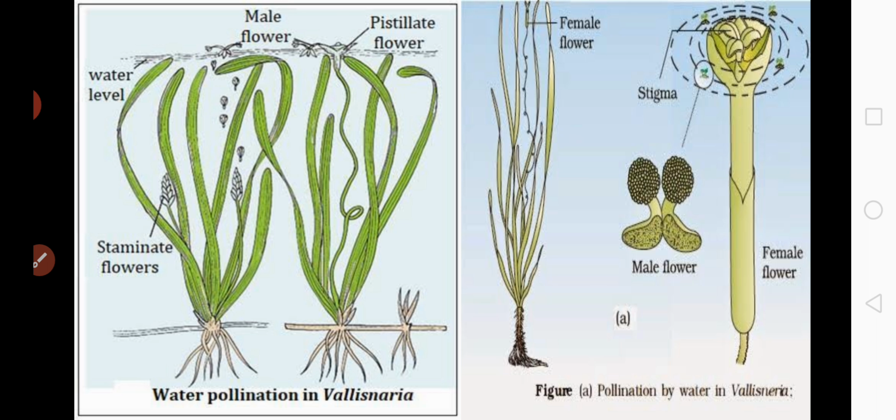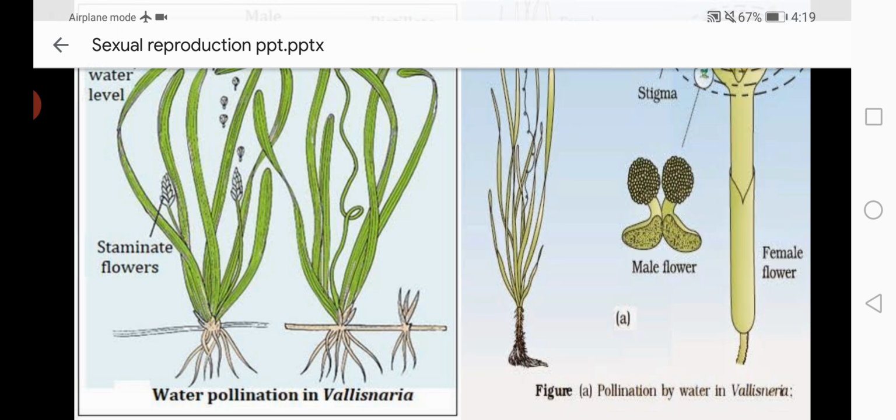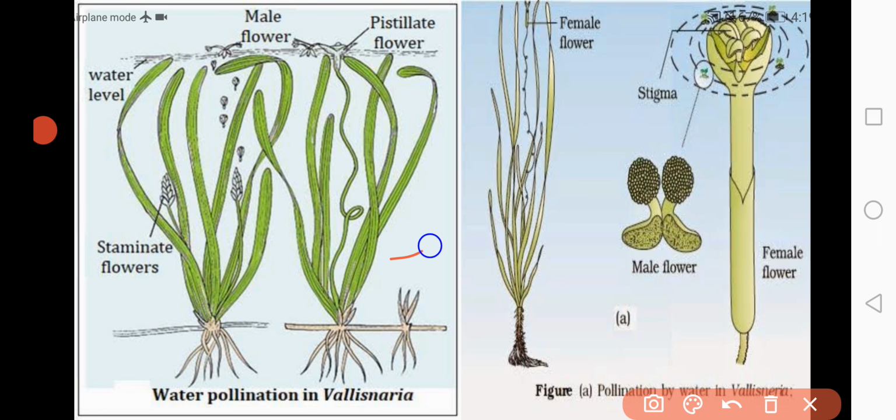These are the pictures of water pollination in Vallisneria. Vallisneria is a dioecious plant, which means the male and the female sex organs are produced in two different plants, so it consists of a male plant and a female plant. This is the female plant, which consists of the female flower. Here is the female flower, and it contains a long stalk. This is the stalk.